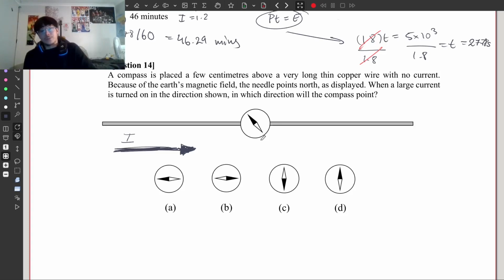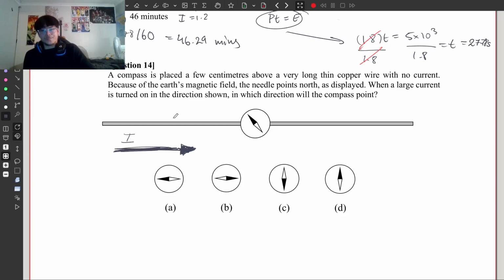Now to do this, we will need to remember the right-hand rule and the fact that an electric current produces a magnetic field according to the right-hand rule. So if you put your thumb in the direction of the current, the way that your fingers curl is going to be the direction of the magnetic field. So because the current is going from left to right and my thumb is this way, I will actually have the magnetic field coming into the page. Or not into the page, it will be coming out of the page, it's coming into me.